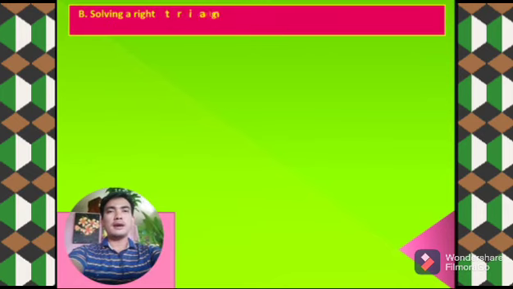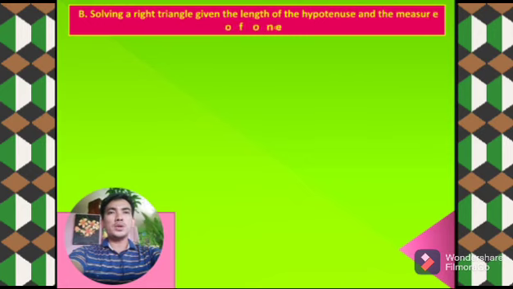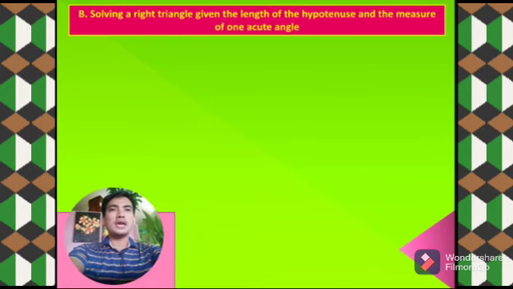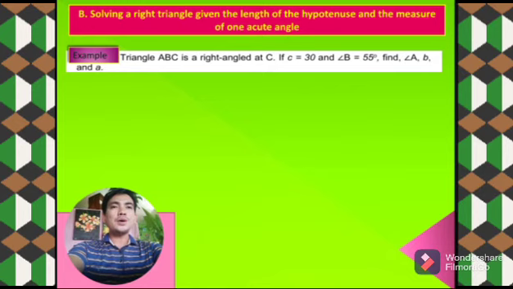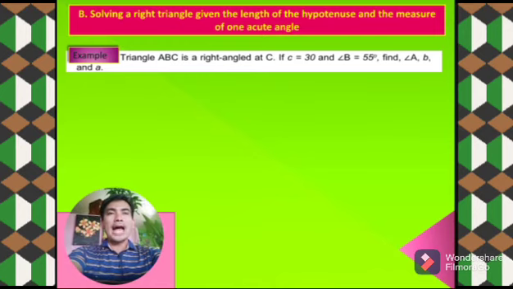Now let us have the second case. What is in the second case? Solving a right triangle given the length of the hypotenuse and the measure of one acute angle. Let's take a look with our example. Triangle ABC is right angled at C. If side C is equal to 30 and angle B is equal to 55 degrees, find angle A, side B, and side A. In that case, always have with us your illustration.